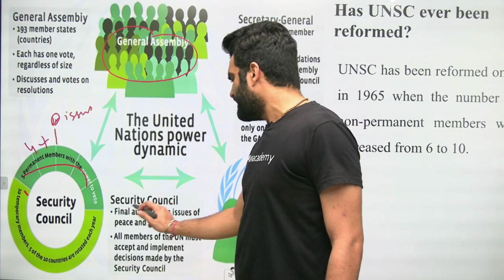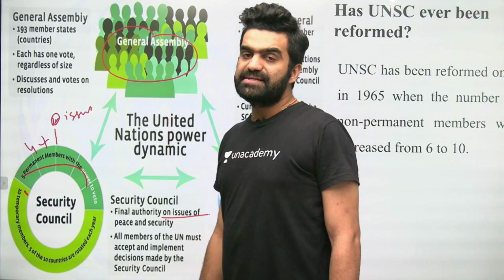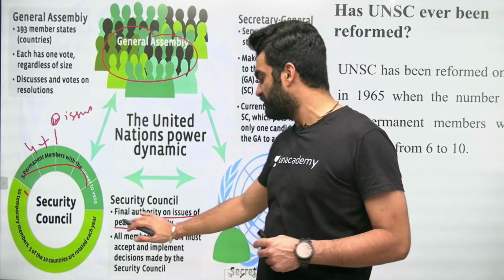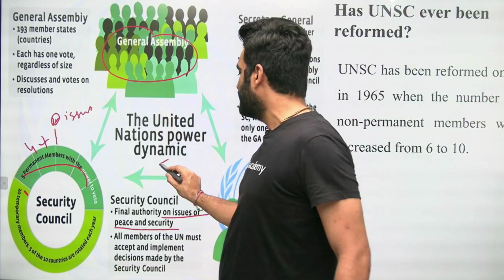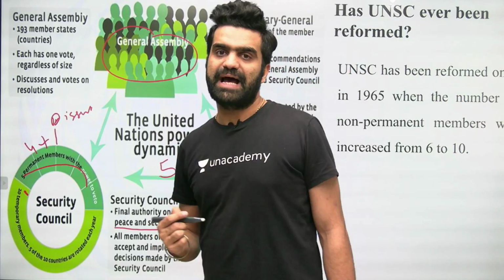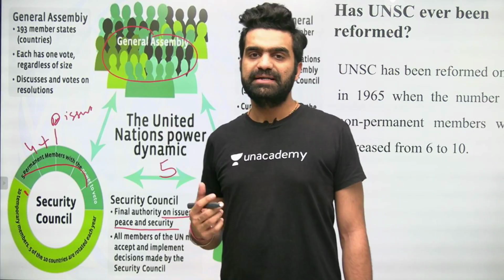The Security Council is the final authority on the issue of peace and security. All the members of the United Nations must accept the authority of the decisions made by the Security Council. Effectively, 5 members. So if I ask you a question, is it sufficient in today's world order that these 5 countries, UK, France, China, USA, Russia, exercise enormous power today? Is it justified?